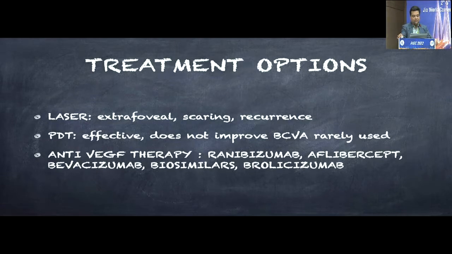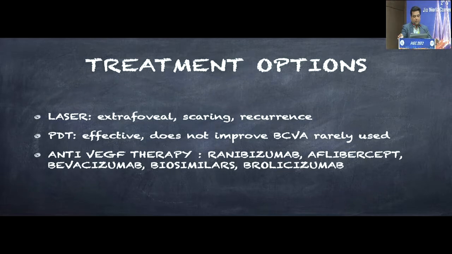three modalities of treatment. One is laser, which is used for extrafoveal CNVs. It induces a lot of scarring, and recurrence is also known in myopic cases. Very rarely used nowadays, but still can be effective in a peripheral or perifoveal CNVM, or a CNVM which is away from the fovea. PDT is effective in scarring down the membrane, but a lot of studies have shown that it doesn't improve the best corrected visual acuity, though it scars down the membrane well.